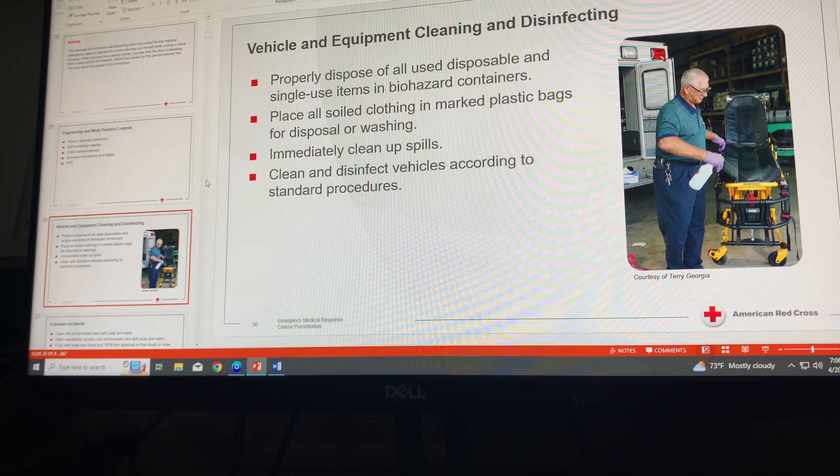Place all used disposable or single-use items in labeled biohazard containers. Place all soiled clothing in marked plastic bags for disposal or washing. Take the following steps to clean up spills. Wear disposable latex-free gloves and other PPE when cleaning spills. Clean up spills immediately or as soon as possible after the spill occurs.